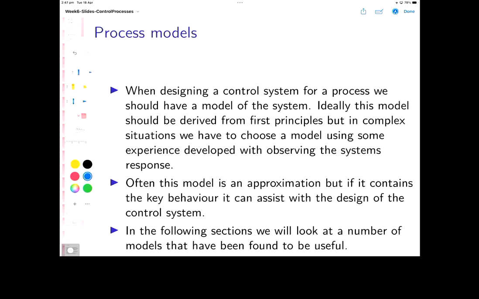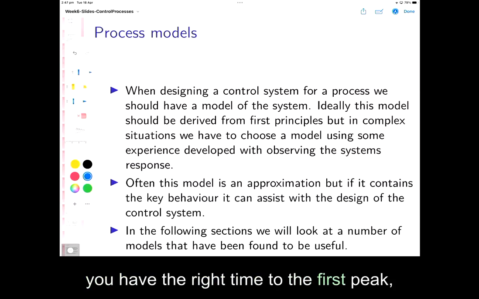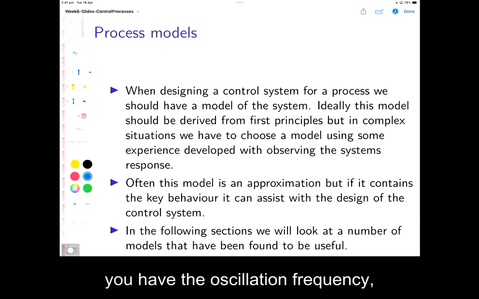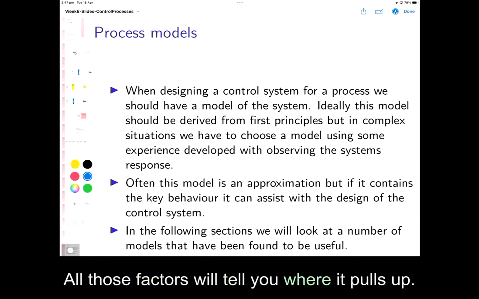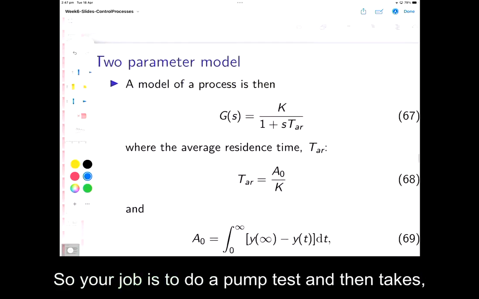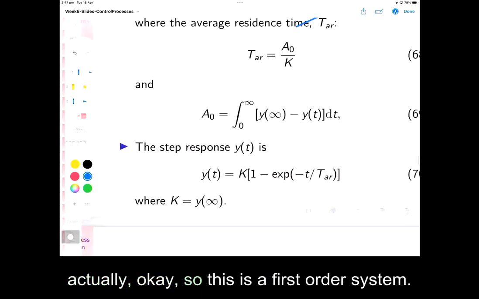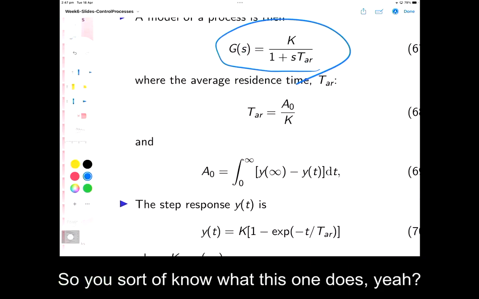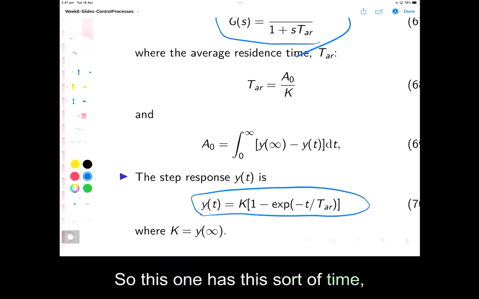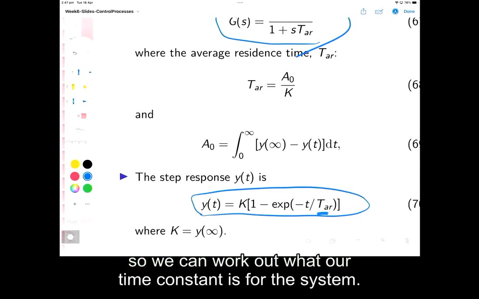In a second order system, you have the time to the first peak, you have the settling time, you have the oscillation frequency, you have the rate of decay. All those factors will tell you where the poles are. So your job is to do a bump test. And so in a first order system, we have a time response. So this is a first order system. So you sort of know what this one does, yeah? So this one has this sort of time. And so we can work out what our time constant is for the system.